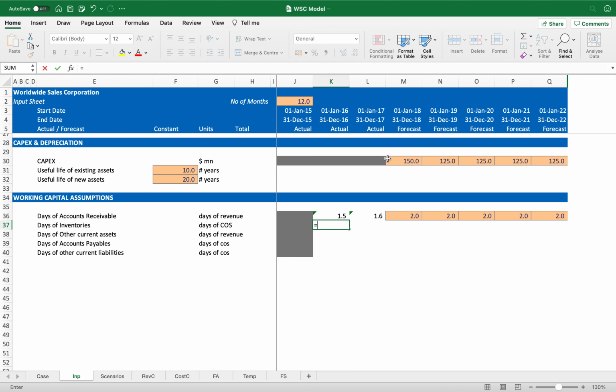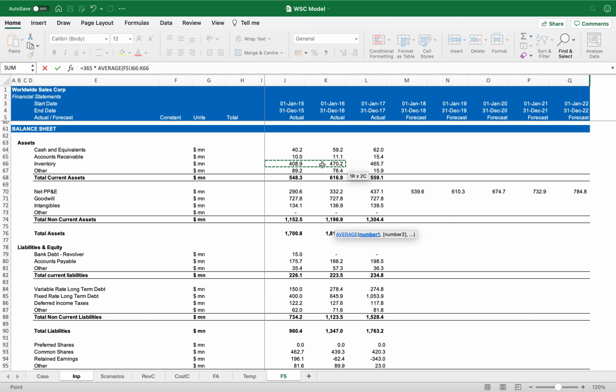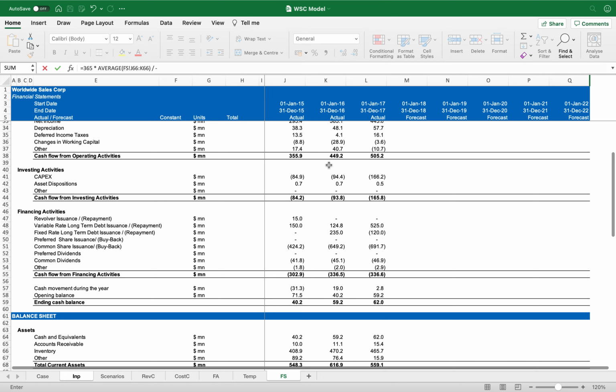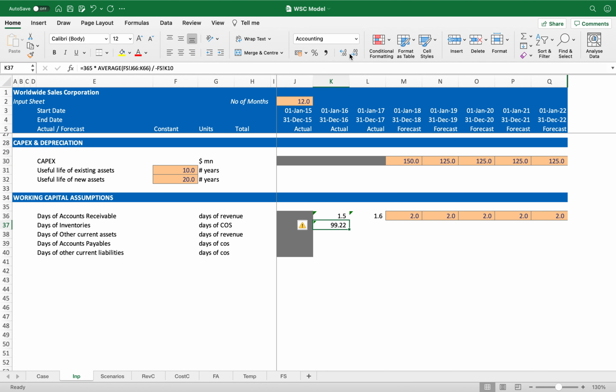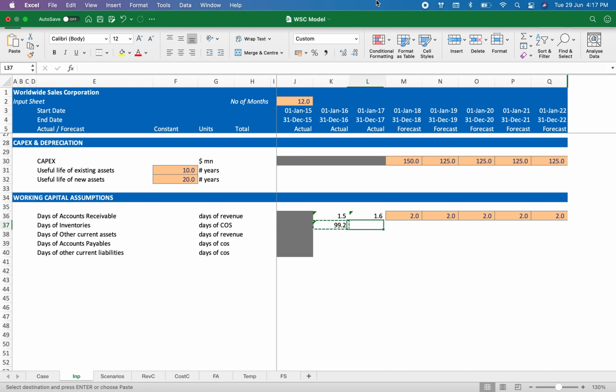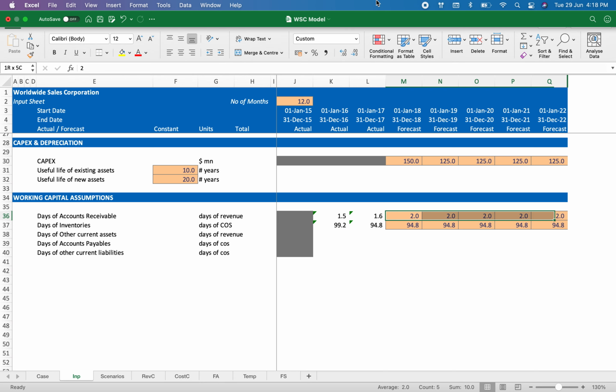Inventories, same way, 365 multiplied by average inventories this time. Now, where are inventories? Here it is. So average inventories divided by cost of sales this time. So put a minus and then link cost of sales. 99 days. Similarly, I do it for 17, 94 days. So let's say, okay, let me keep this as the most recent historical year. So let me keep it constant for the most recent historical years. So I've shown you both the methods, one in which you take the assumption, otherwise you can link from the most recent historical years as well.